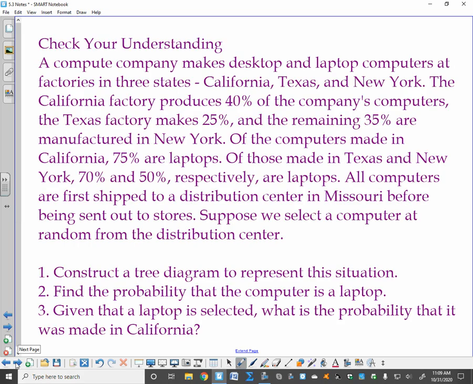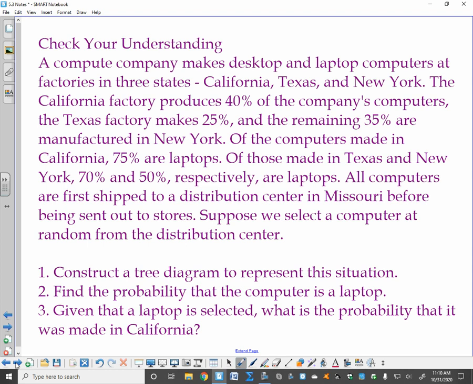A computer company makes desktop and laptop computers in factories in 3 states, California, Texas, and New York. The California factory produces 40% of the company's computers, and the Texas factory makes 25%, and the remaining 35% are in New York. Of the computers made in California, there's a given, 75% are laptops. Of those made in Texas, New York, 70 and 50% respectively are laptops.